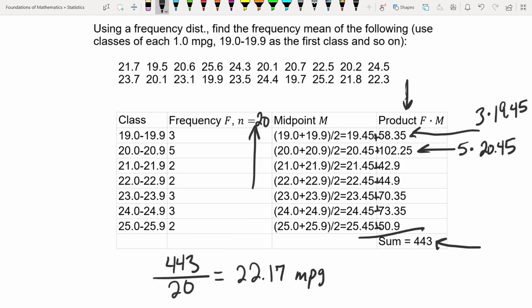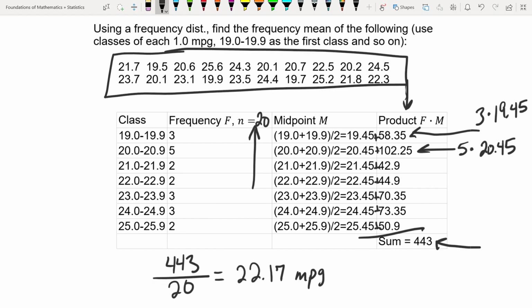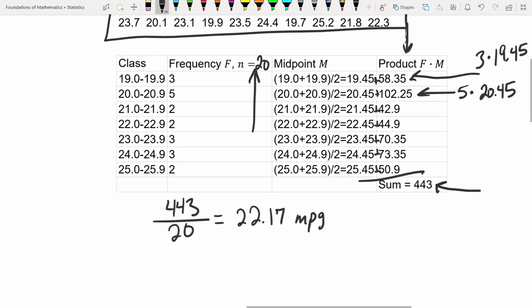Now, if you were to actually plug these numbers into a calculator and find the average, what you're going to find is the actual mean is 22.15. So it's very close, very, very close. That's the reason why we do this. If we have very large sets, way larger than 20, like think 1,000 or 10,000, it can be easier to work with a frequency distribution rather than just the raw numbers.